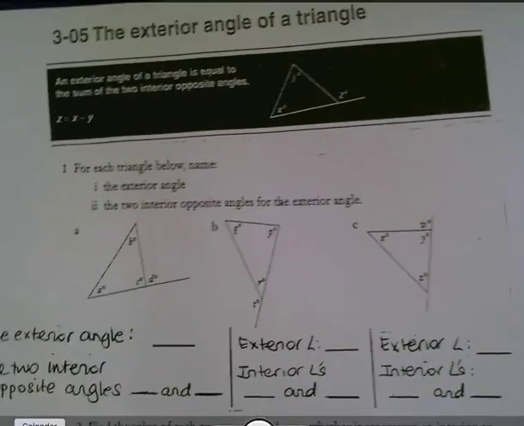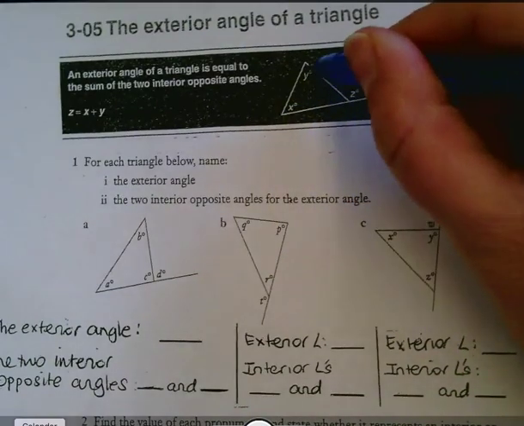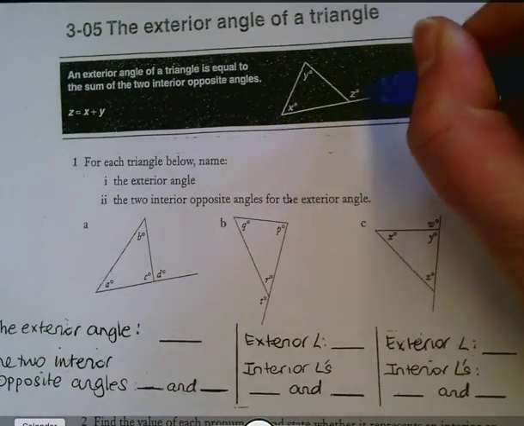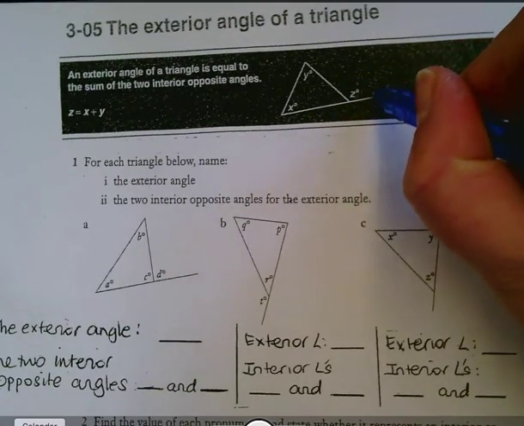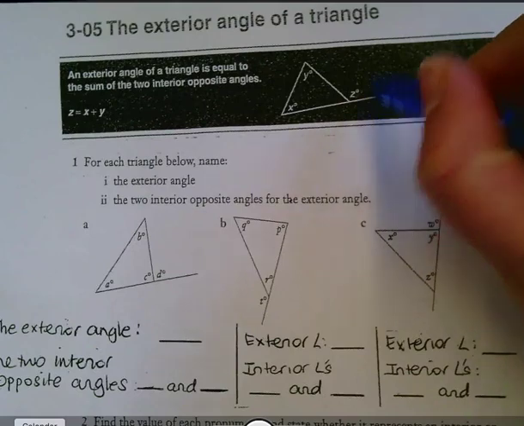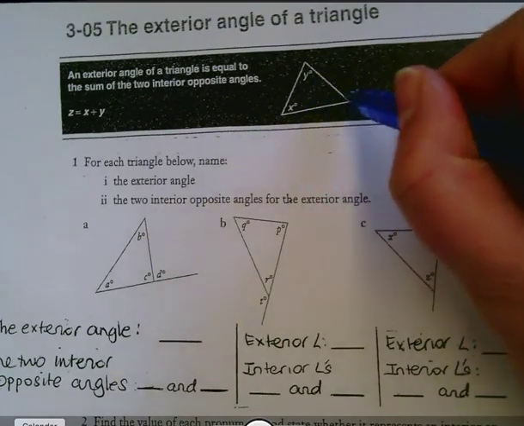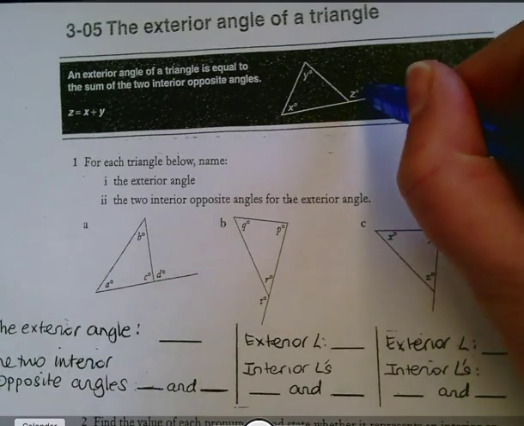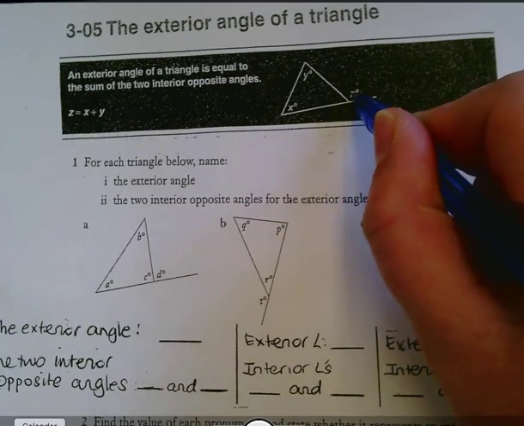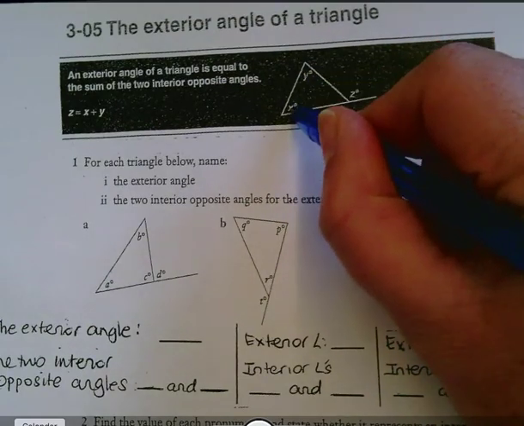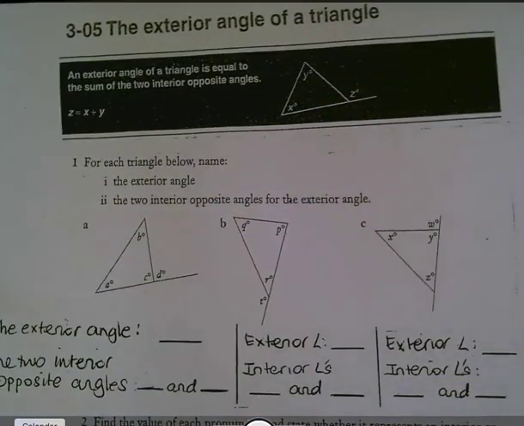Just for anyone not here yesterday, the exterior angle of a triangle: if you draw a triangle and you extend one of the sides, the exterior angle is this angle out here, angle Z. It equals the sum of the two interior opposite angles. Interior means inside, opposite means not adjacent. So where I've got my pen just here, that angle is adjacent to Z. So Z equals the sum of the other two angles. So Z equals X plus Y in this diagram. Okay, that's what we looked at yesterday.